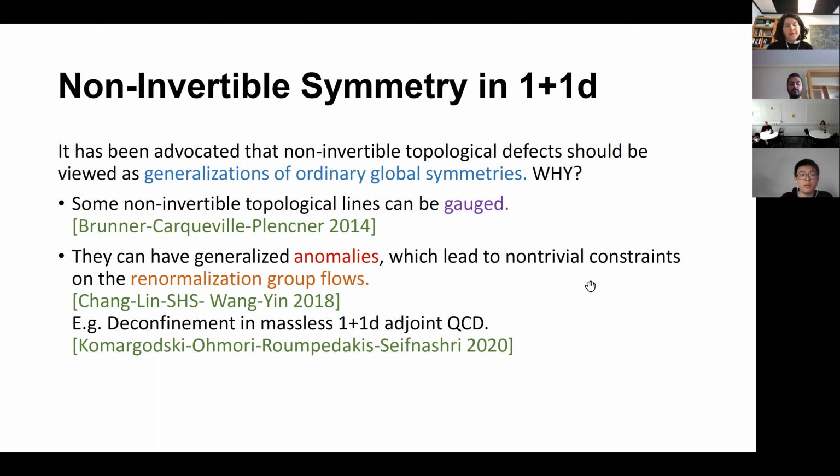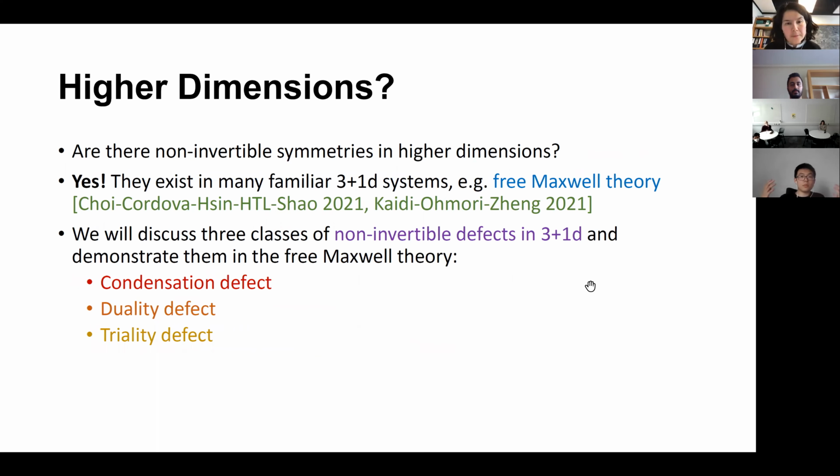So after I tell you the stories about 1+1d, you may ask the question: can we find non-invertible symmetries in higher dimensions? And how easily can we find them in higher dimensions? So first of all, the answer is yes, we can always find non-invertible symmetries in higher dimensions. And in fact, they exist in many familiar 3+1d systems.